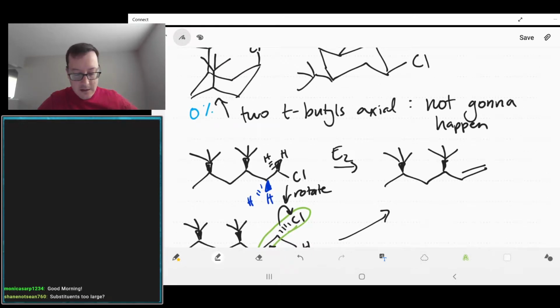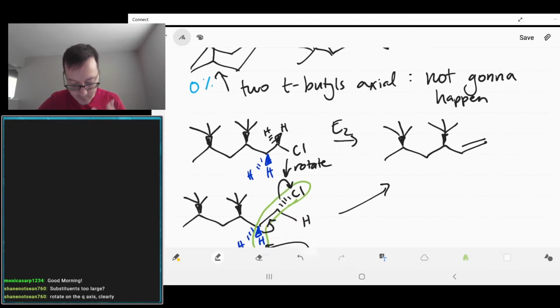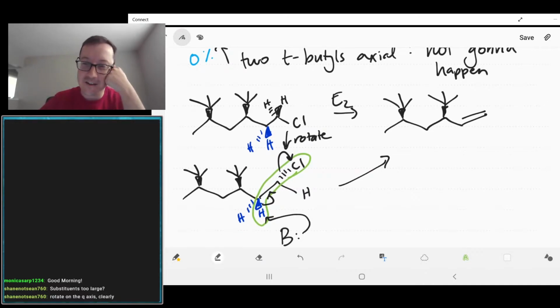So with the rings, we saw that those T-butyl groups nearby prevent us from getting axial. On the q-axis, absolutely, of course. Yes, it is very clearly the q-axis we're rotating on. Very good. All right, and then once we do that, ta-da, we end up with our product.